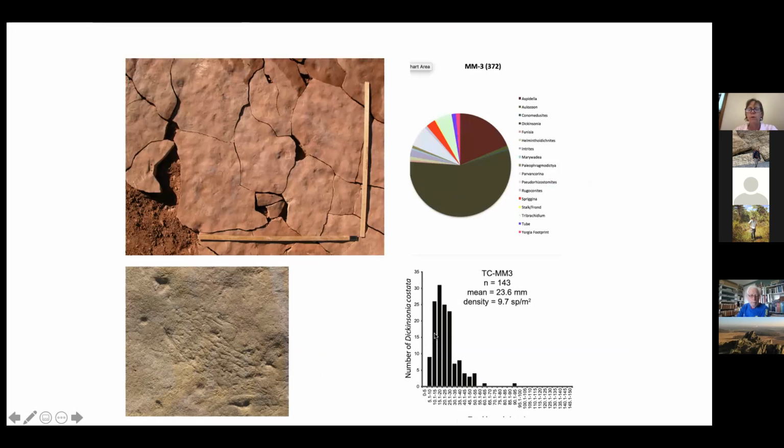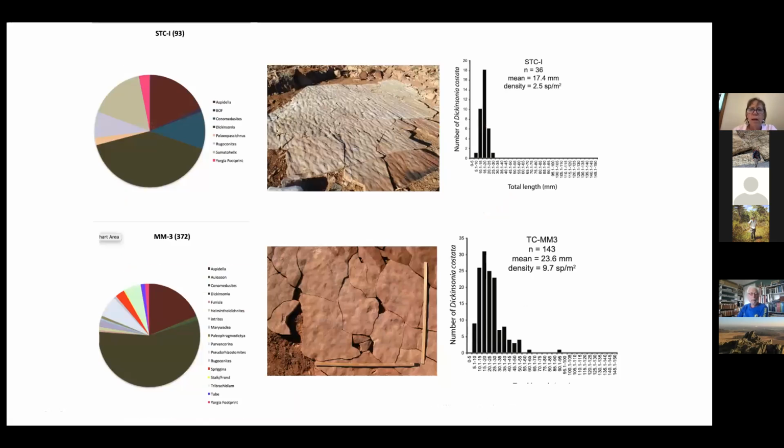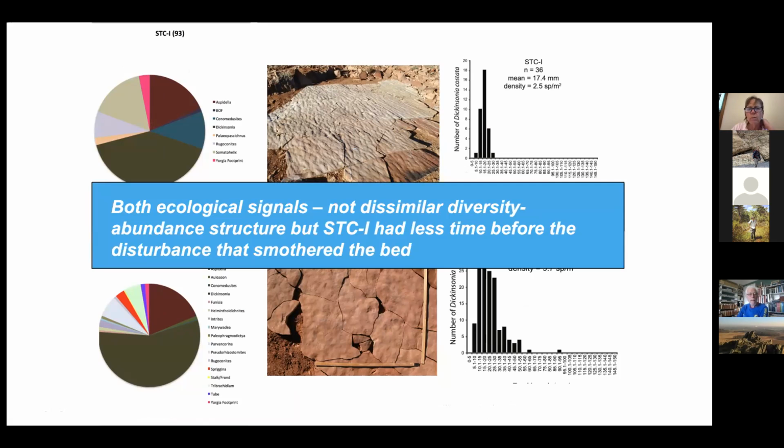We can compare it to the bed I just showed you that we took the shim off of. When you look at it, they're both Dickinsonia dominated. They have a lot of the same taxa, fewer taxa in this one. But you can also see this is the body size of Dickinsonia, which is much smaller, as is the body size of other organisms, and a far less developed mat. So the ecological signals are not dissimilar in diversity and abundance structure, but there was much less time before the disturbance that smothered the bed.